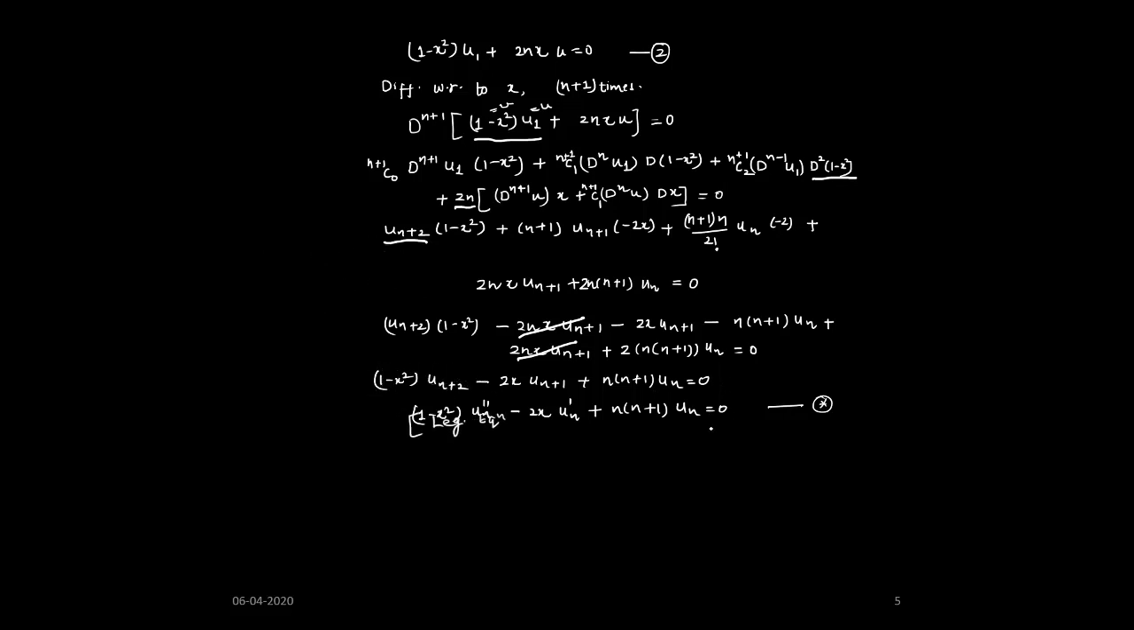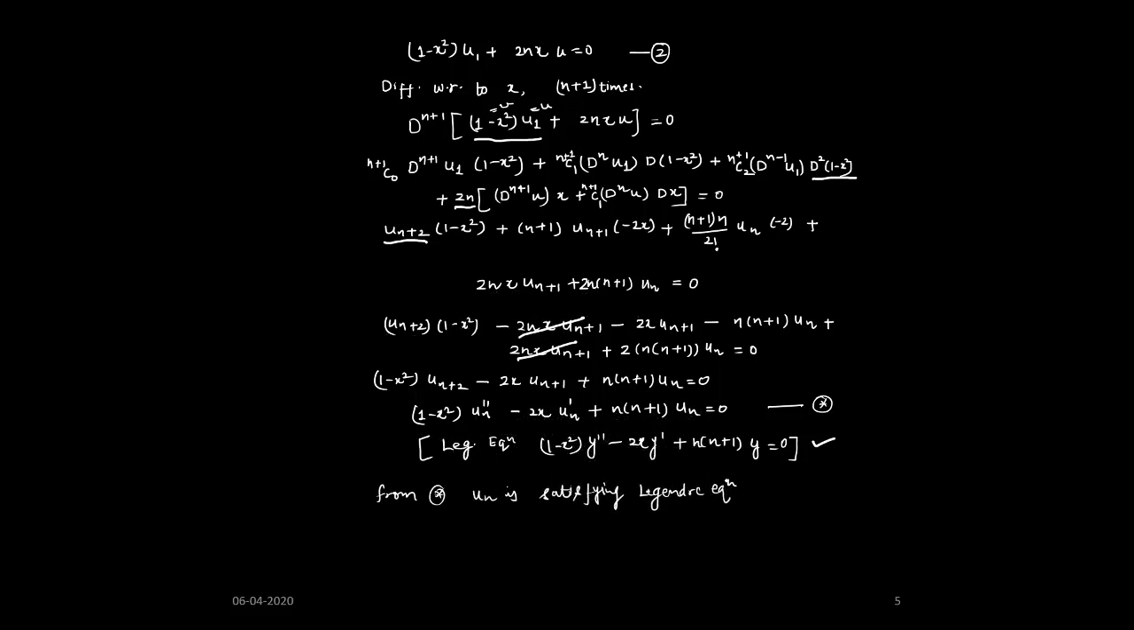Now what is our Legendre equation? So our Legendre equation is 1 minus x square y double dash minus 2x y dash plus n plus 1 y equals to 0. Now compare these two equations, star and this Legendre equation. You can see that in place of y here it is only un, right? So that means un is satisfying the Legendre equation, right? That means un is a solution of the Legendre equation.